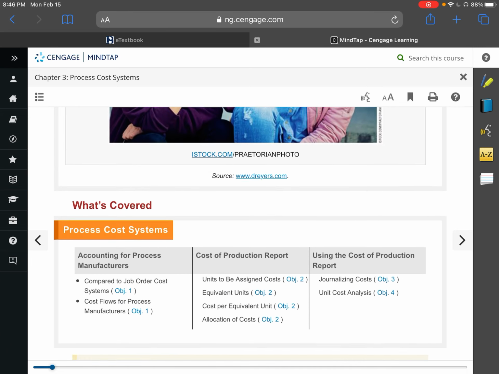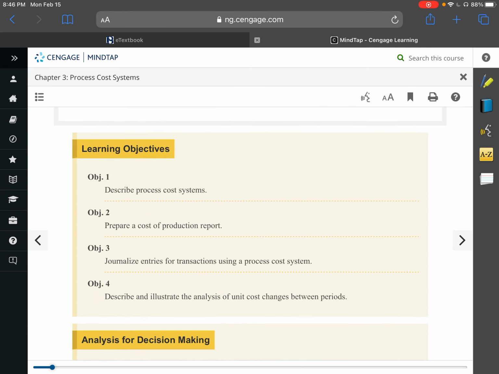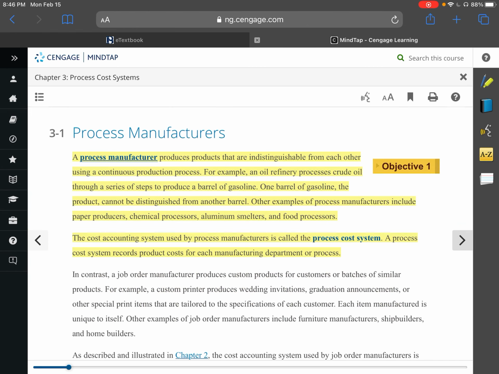Okay, and that's what we're going to look at in this chapter. So let's look at 3-1. Okay, so what is a process manufacturer? A process manufacturer produces products that are indistinguishable from each other using a continuous production process.